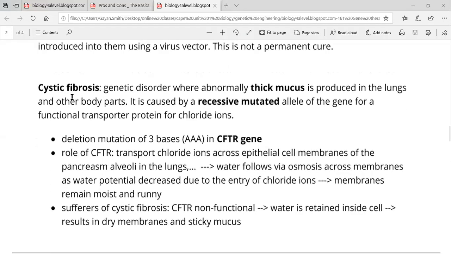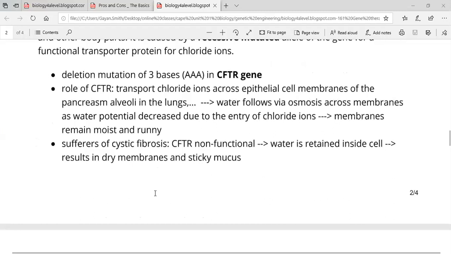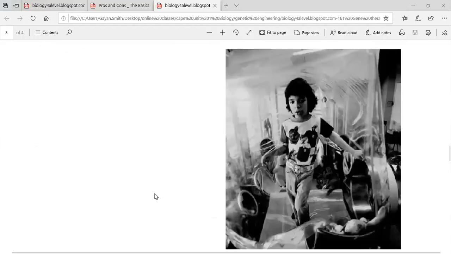Another disease that they tried it with was cystic fibrosis, which is a genetic disorder in which you produce abnormally thick mucus in the lungs and other body parts. It's caused by a recessive mutated allele of the gene for a functional transporter protein for chloride ions, and it's due to a deletion. So the person doesn't produce watery mucus, and they get plugs all over the body, in their lungs, everywhere. They believe that if you can use gene therapy, then you could replace the faulty gene.